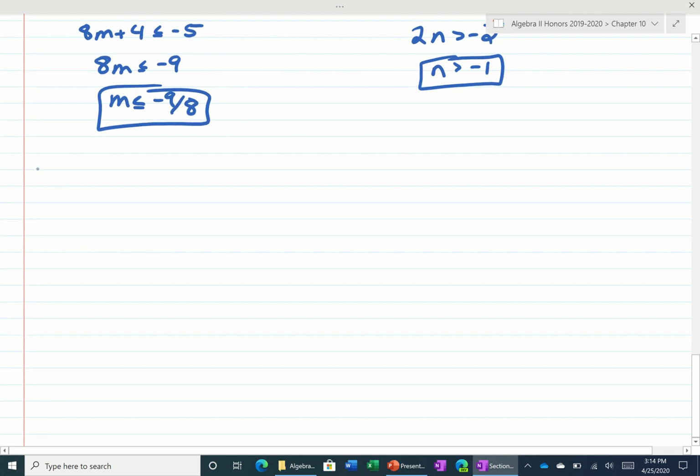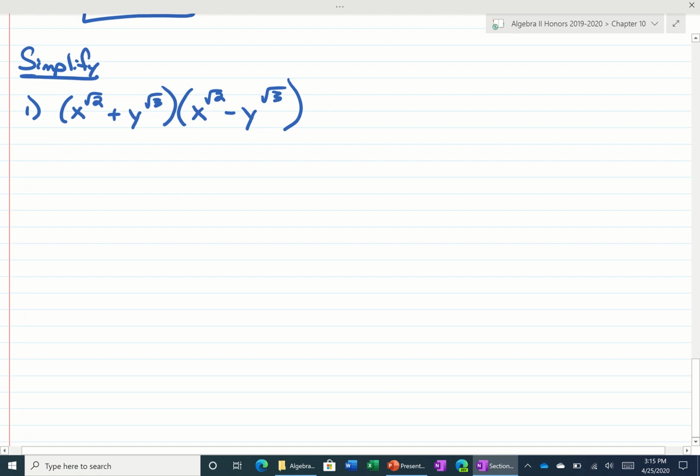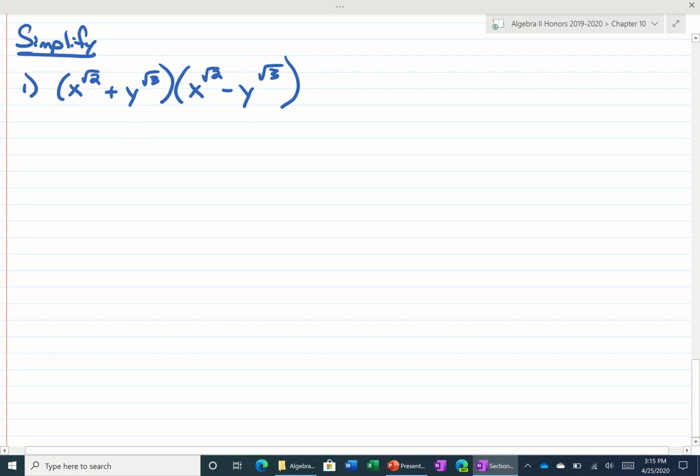A couple more examples. I'm going to ask you to simplify these. Just 2 more here. The first one looks like this. x to the root 2 power plus y to the root 3 times x to the root 2 minus y to the root 3. Now, the reason this looks a little bit different is because you do have an irrational exponent, but we're just going to do it like we usually do. First terms, outer, inner, and last.